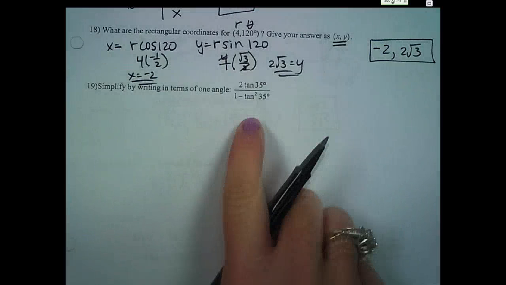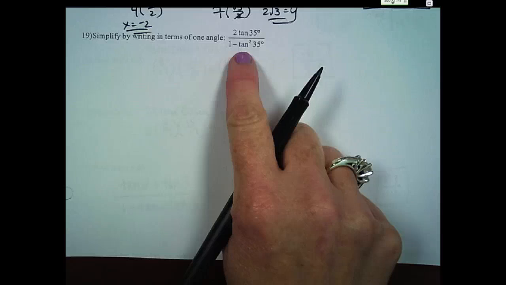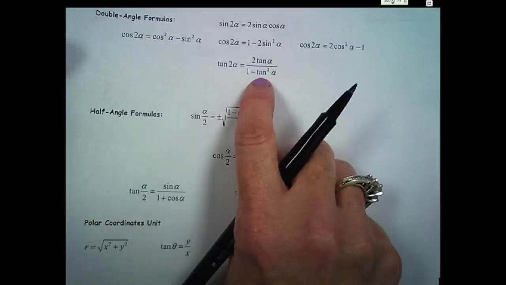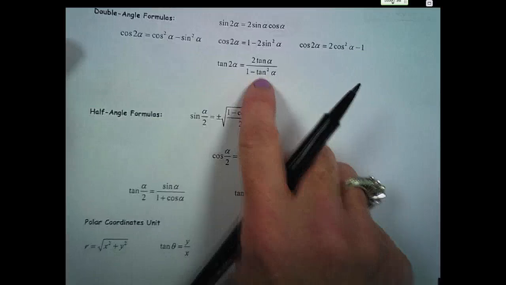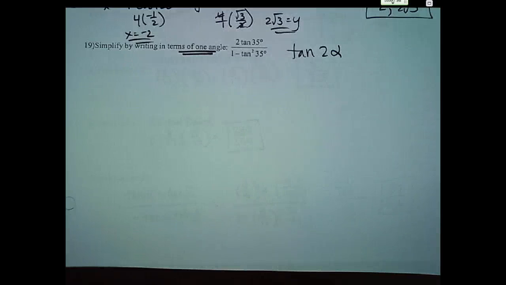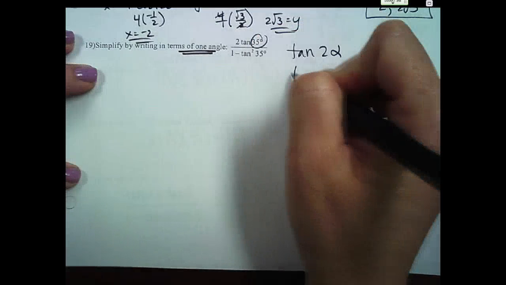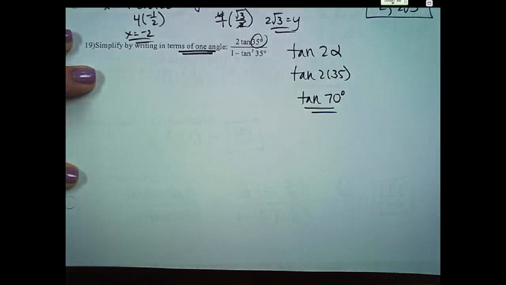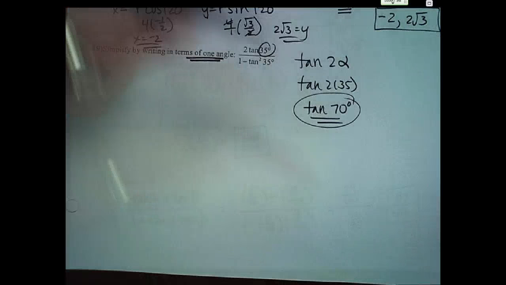Now, hang on, 19 is the one that's different. We haven't done one like this. This is expanded, and I'm asking you to write it in terms of one angle. Look at your formula chart and find what matches. What matches 2 tangent over 1 minus tangent squared? It's right here. Do you see it? So this is the same as tangent 2a. Well, what do you think alpha is, guys? 35. This is alpha. So tangent of 2 times 35 is tangent of 70. Is 70 on your unit circle? You're done.